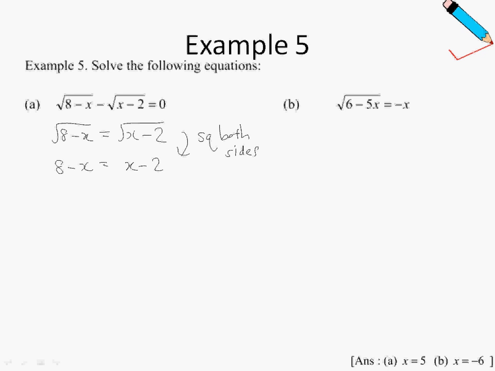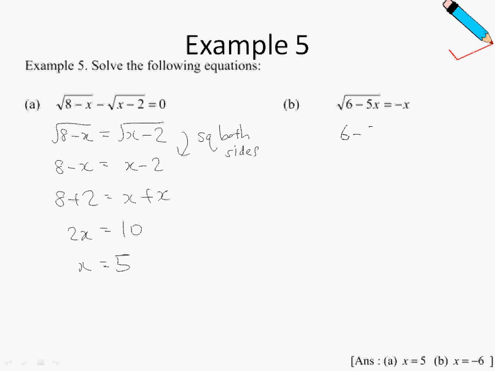Then I will shift my x over and my negative 2 over. So 8 plus 2 equals x plus x. So 2x is just 10 and x is just 5. How about what you see over here? For equation B, I will still apply the same strategy, which is to square both sides.